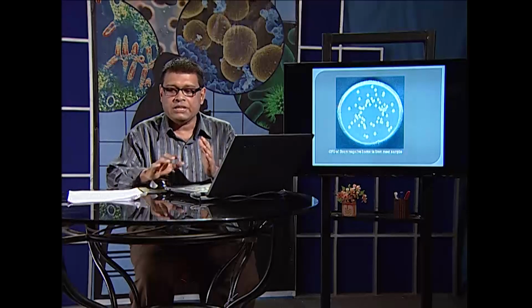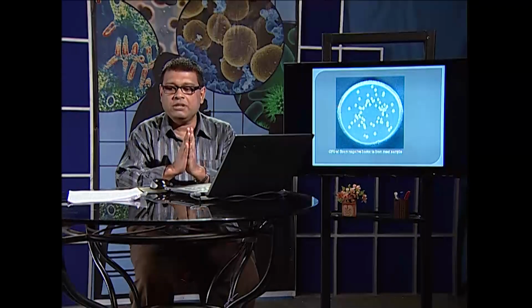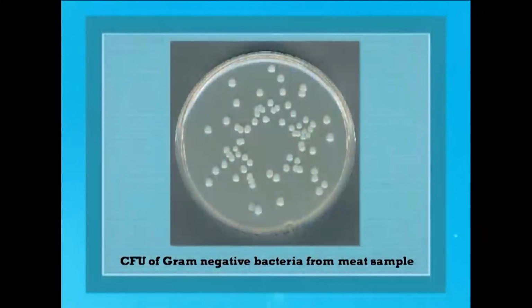Now the question is, at which particular concentration will this bacteria be considered harmful? If we calculate the colony forming units, these discrete spots, and the number is more than 10 to the power 7, then we definitely say that the bacterial concentration is high enough to cause contamination, or the food is contaminated and not fit for human consumption.